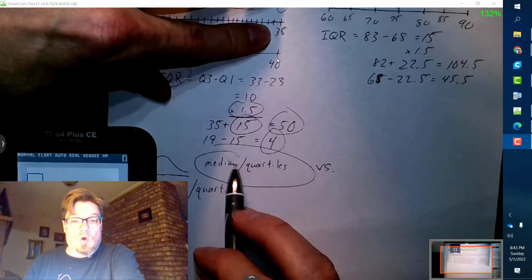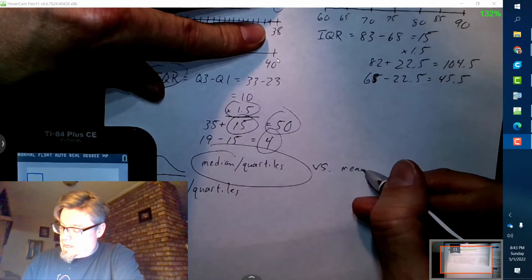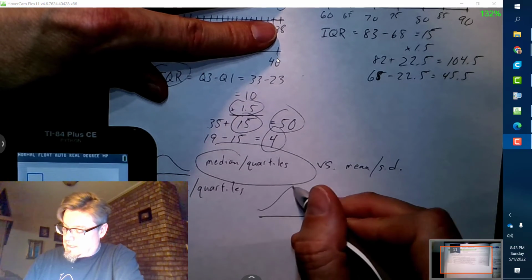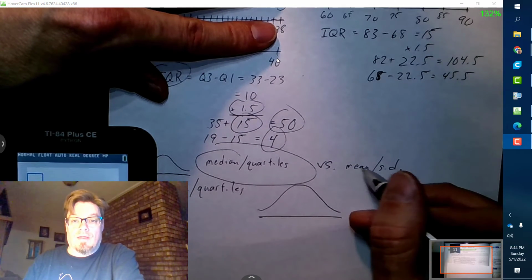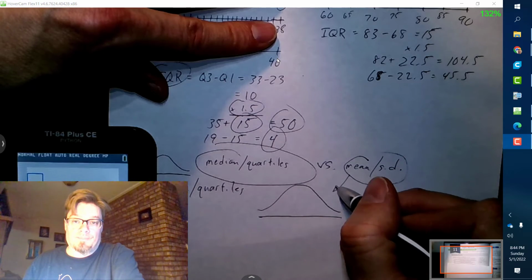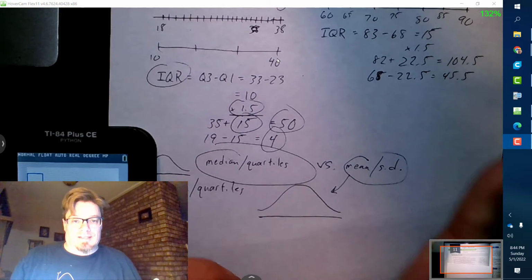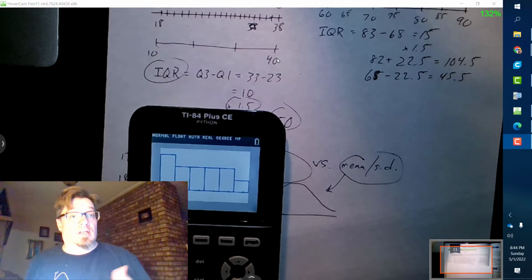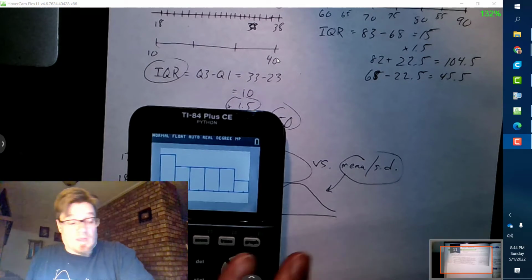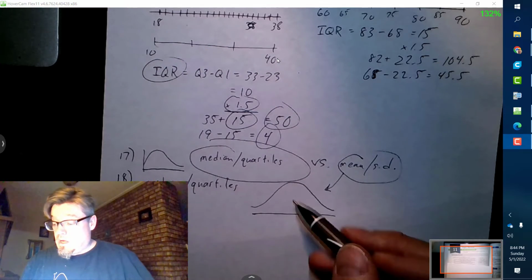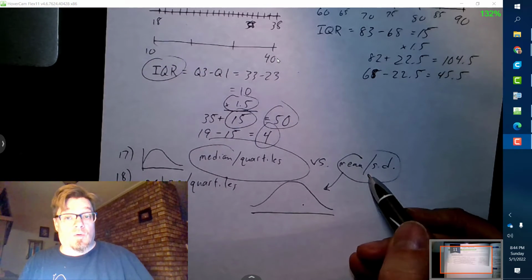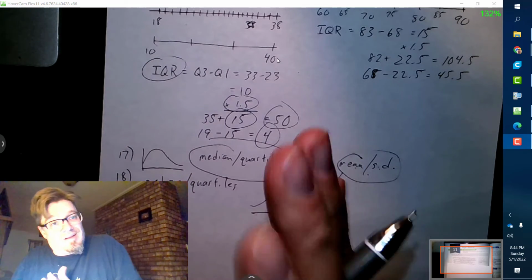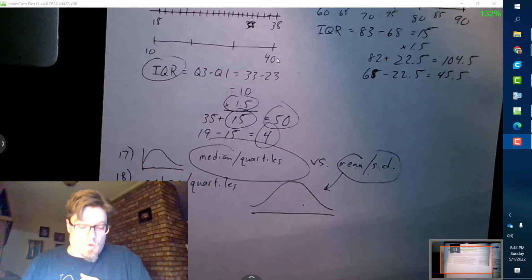You go median and quartiles or mean and standard deviation. The more central it is, like that, then you would use this group. All right, and that's it for 17 and 18. Now I'm not going to give you a data set, I'm just going to give you a picture. So if you see based on the picture something that looks like this, you know you want to go with mean and standard deviation. If you see something that's a little skewed to the left or a little skewed to the right, you want to go with median and quartiles.